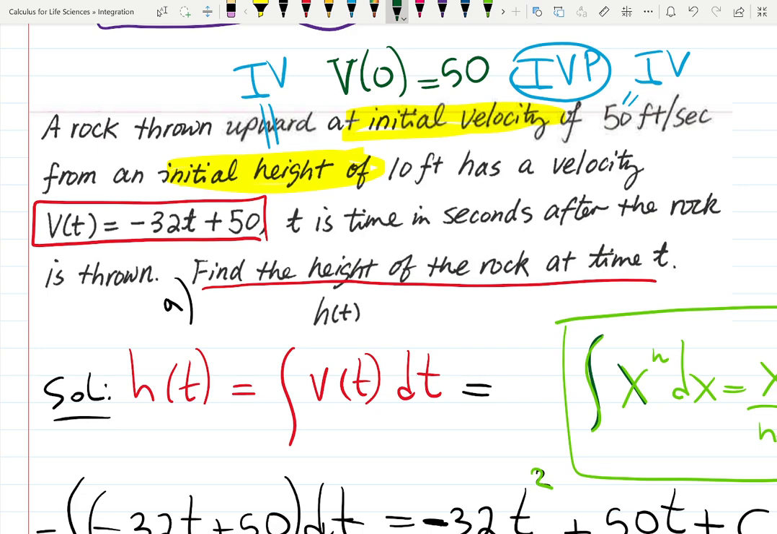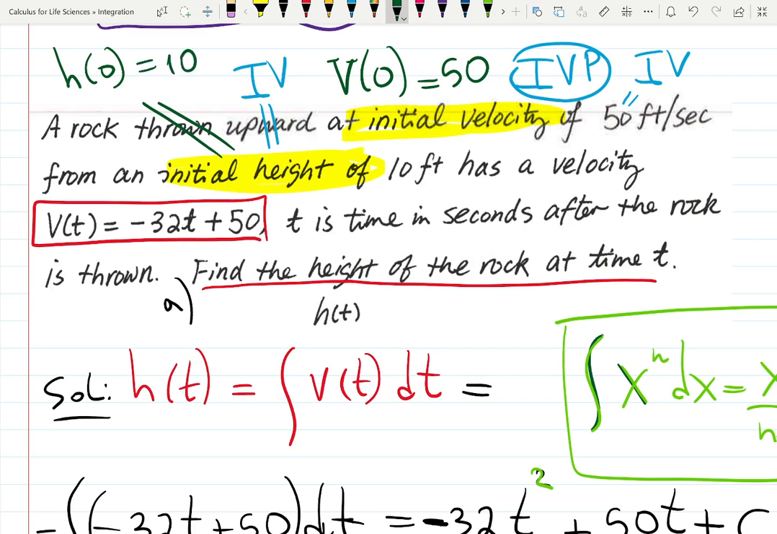When it was time 0. By the way, initial does not always mean 0. That should be described by the problem. Sometimes there are 2 molecules, so it's going to be at 2, for example. 2 rabbits or whatever. And then initial height. Initial height is h at 0 equals 10.